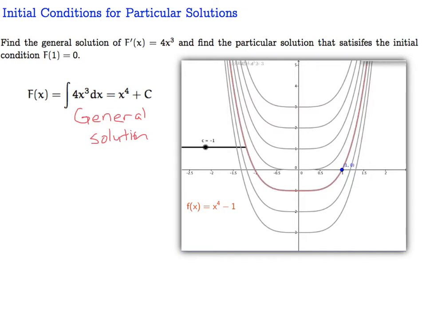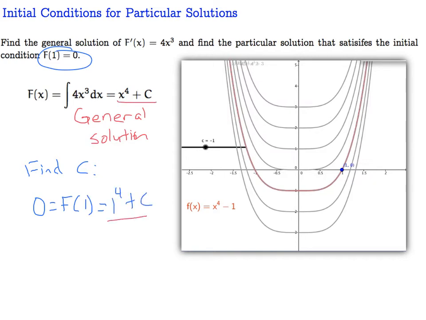So now algebraically, we want to figure out how we're going to use our initial condition up here in order to figure out our c value. To find the c value, we need to use our initial condition that says 0 needs to equal f of 1, which needs to be 1 to the fourth plus c. I got this from the fact that I know my general solution is x to the fourth plus c.